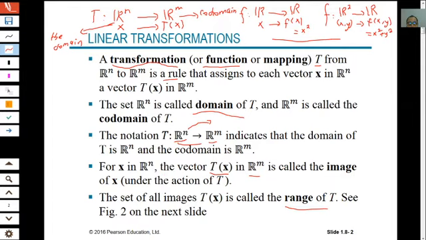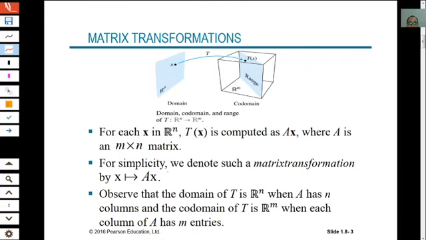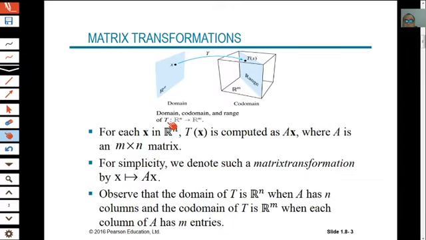In set notation, the range is equal to the set of all vectors T(x) such that x is in the domain of the transformation. This is the set notation for the range of the transformation. Graphically, if we consider this as the domain of the transformation, the range will be a set of vectors that can be a subset of the codomain or the codomain itself. It depends on the definition of the transformation.